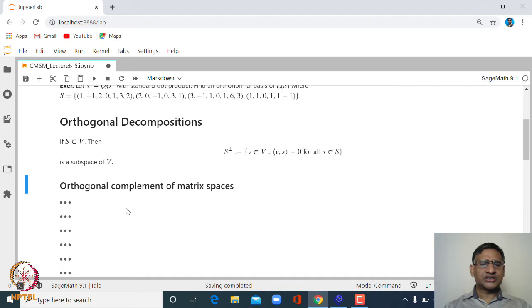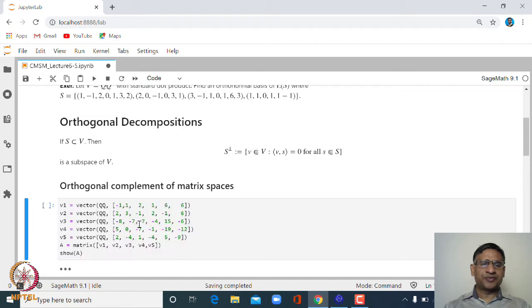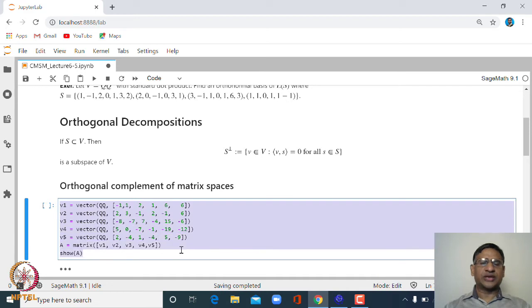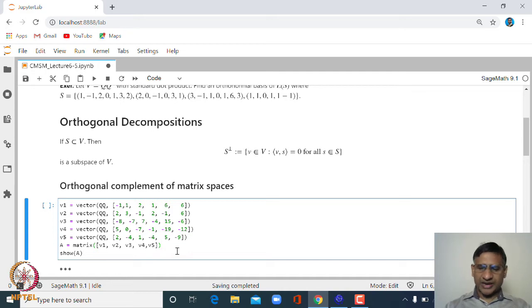Okay. Next, let us look at how we find the orthogonal complement. S perp is known as the orthogonal complement of S. So in case S happens to be a subspace, the orthogonal complement will also be a subspace, right. So suppose you have a matrix A. We have seen that to every matrix there are 4 subspaces associated to that matrix. So let us find out the orthogonal complement of all these matrix subspaces.